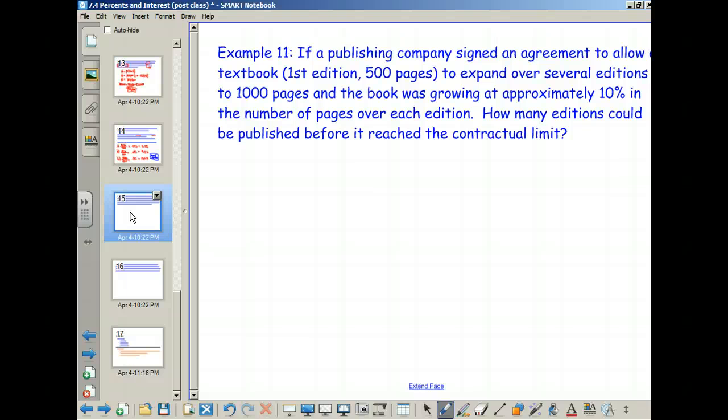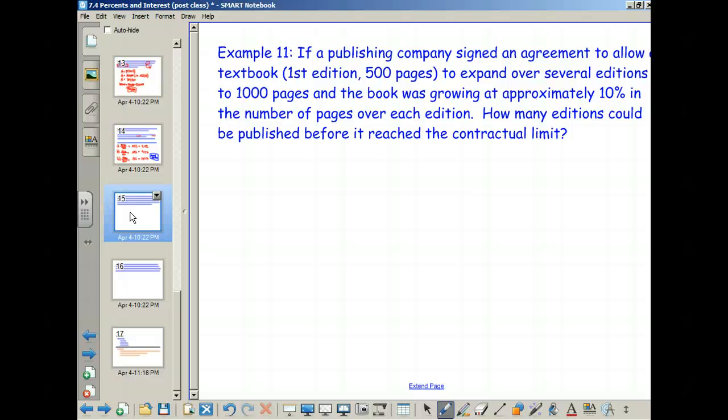So imagine a history book, or something like that. Math doesn't really do this. Some textbooks gradually get bigger as they add more content over time. It's going to expand until it gets to 1,000 pages, and at that point they're not going to have the same relationship between this company and this textbook publisher anymore. And it's growing at approximately 10% in the number of pages over each edition. The question is, how many editions could be published before it reached the contractual limit? So how many times could they increase it 10%, in other words? Make sense?